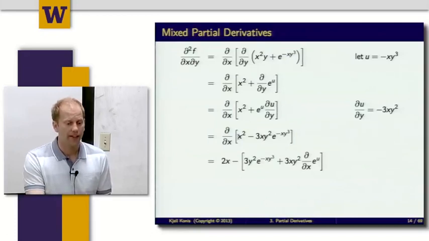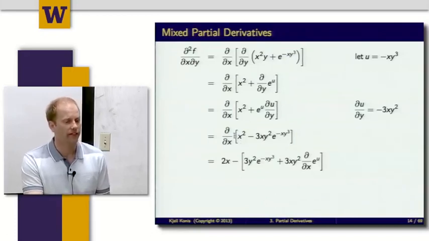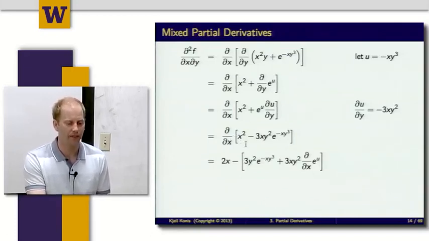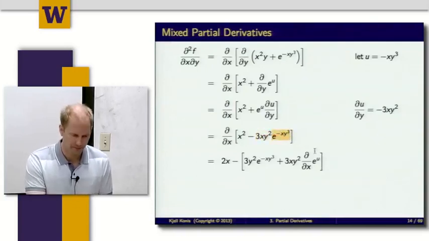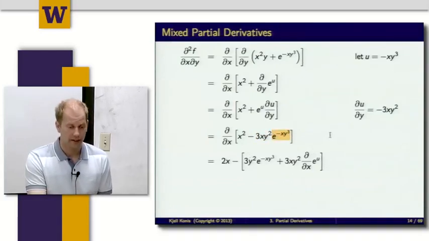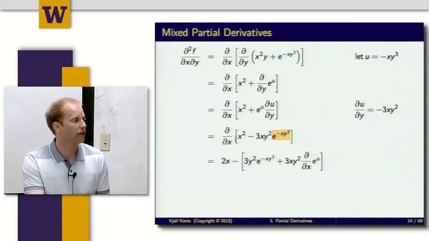And so now I want to take the partial derivative of this guy with respect to x. Again, I'll do the first term, just because the derivative of x squared is easy. By the power rule, I just get 2x. And then this minus is going to appear here. And then I'll take the derivative of this term by treating it as two functions, 3xy squared and e to the minus xy cubed. And so I'm taking the derivative now with respect to x.